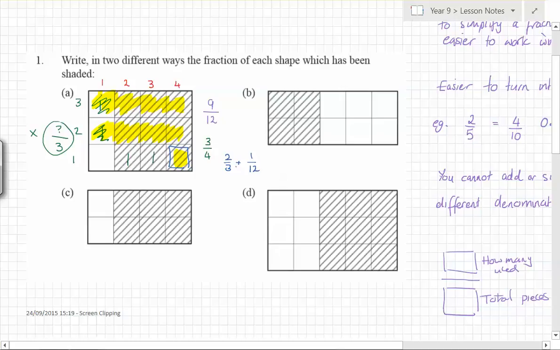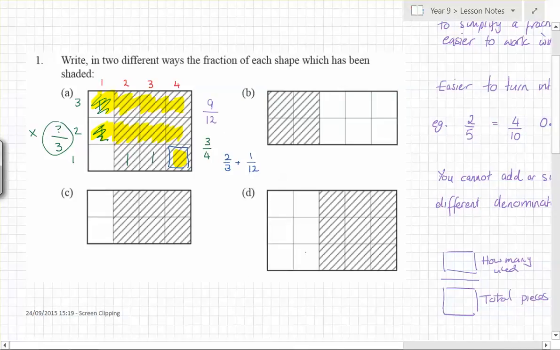Which should make sense because 2/3 is the same as how many twelfths? 1/3 is 4, 2/3 is 8. So 2/3 is the same as 8/12. 8/12 plus 1/12 makes 9/12, which is what we have. But anyway, that's a bit of an extension to what we are supposed to be talking about. Right, so let's have a look at part B then.